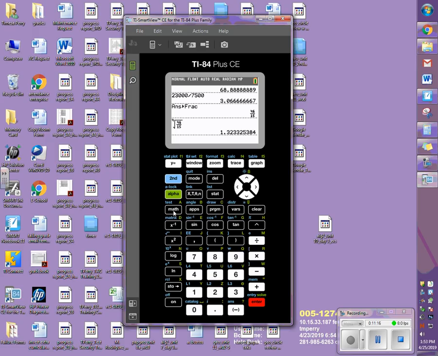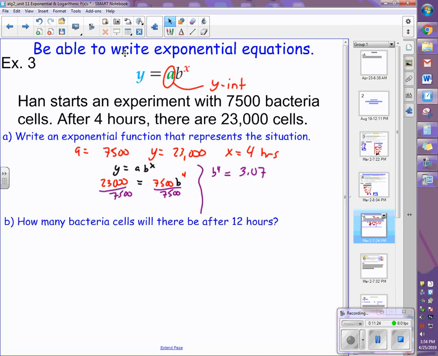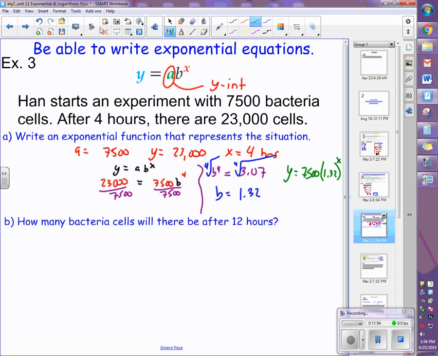Does it have a fractional version? No. All right, so we have to use it as it is. So again, to get b by itself, I had to take the fourth root. And then I got 1.32. So now the equation would be y is equal to 7,500 times 1.32 to the power of x.